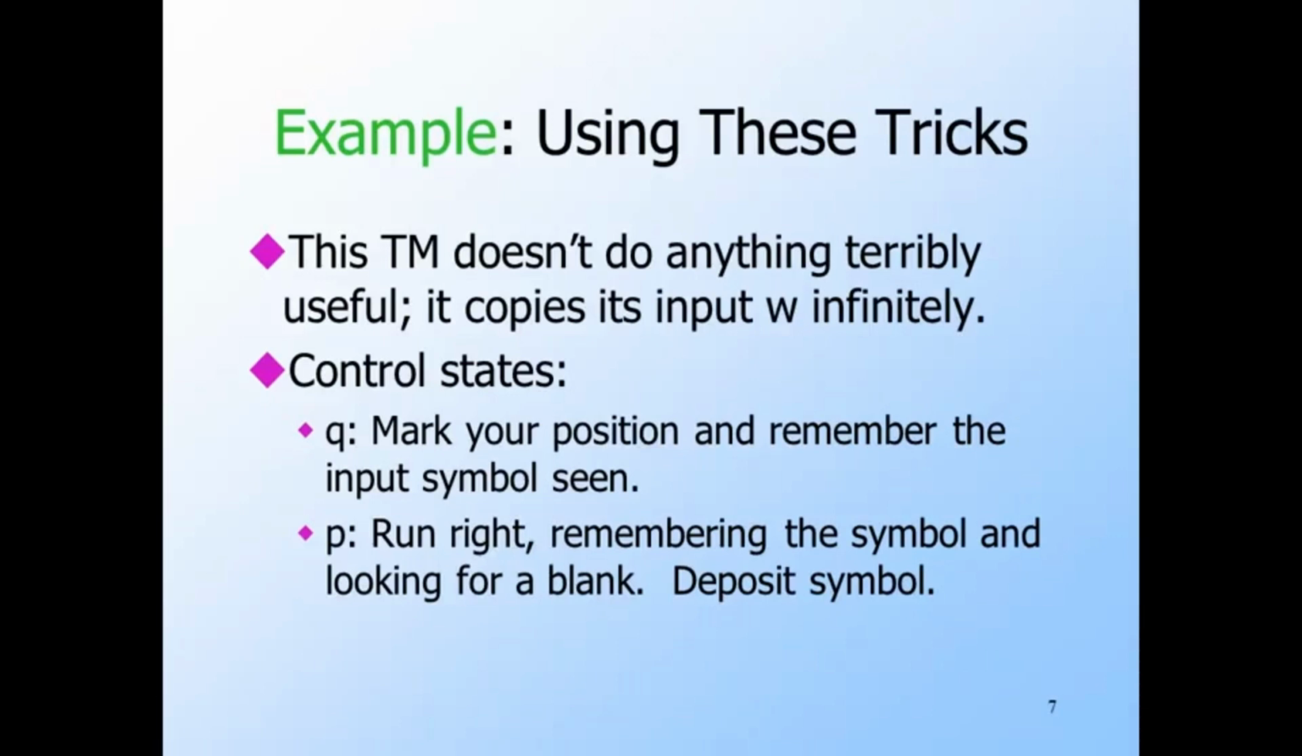In state P, we run to the right looking for a blank. When we find it, we deposit the symbol that we've stored in the cache on the data track, and then we move left. From state P, we also enter control state R, in which we run left looking for the mark that was left by state Q. When we find it, we remove the mark, enter state Q, and repeat the process with another symbol.